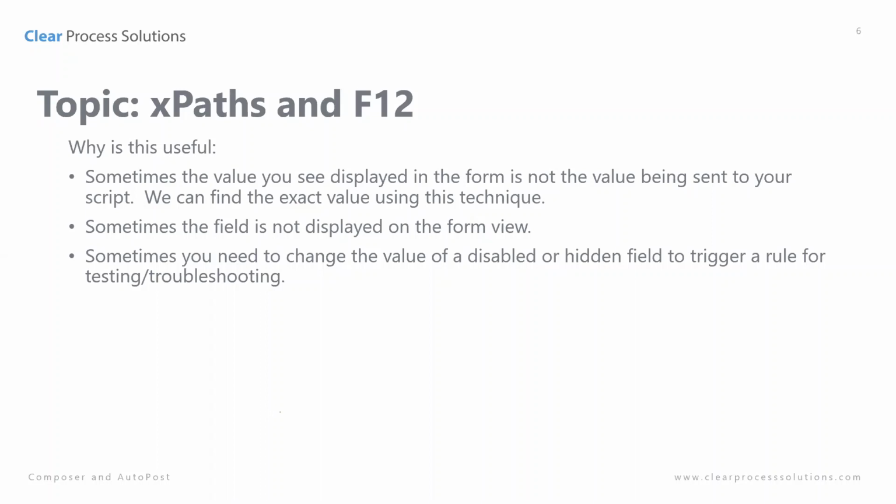Sometimes the field that we need to understand a value for or know the value for isn't even shown on the form. It might be a field that's more like a helper field that's kind of in the background. We need to know what that's set to, or what rules may be triggered from that. And sometimes we want to trigger a rule or do something of that nature that will allow us to test, and we can't change the value of a field because it's disabled. Sometimes we can use this particular trick to be able to trigger some of those rules when we want to test or troubleshoot something.